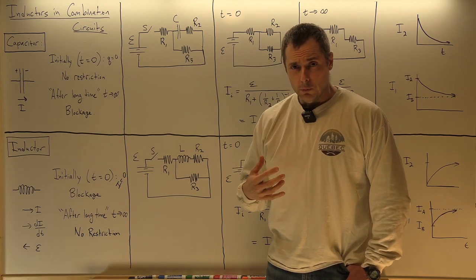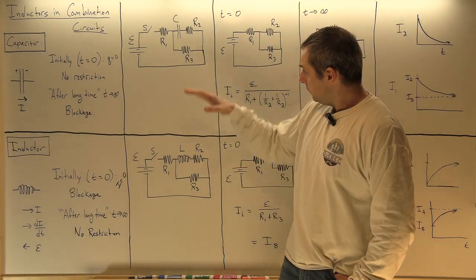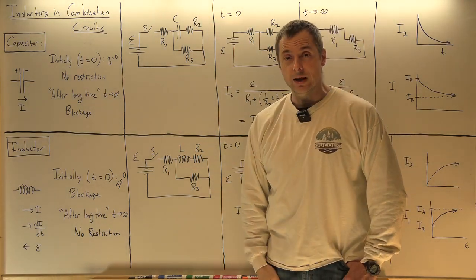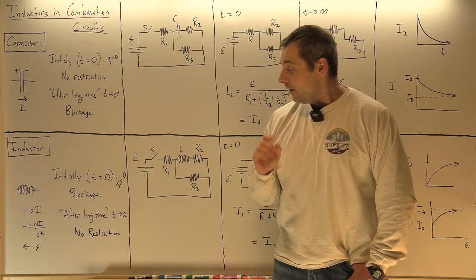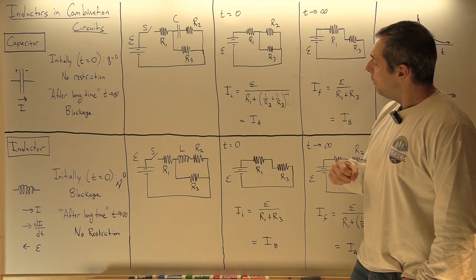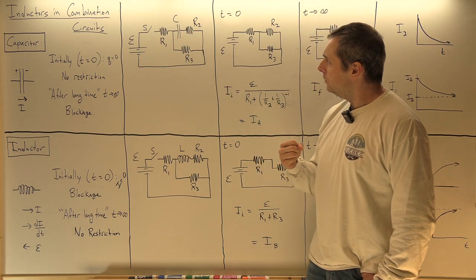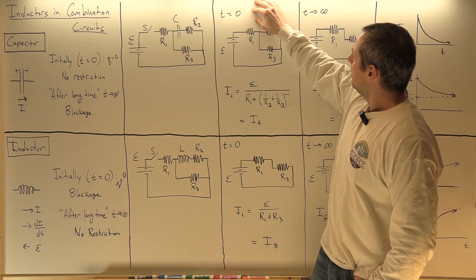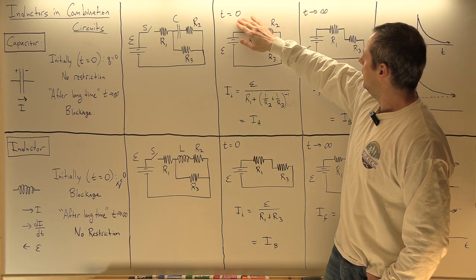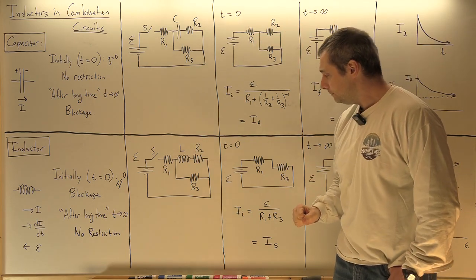So let me create a pause to allow you some time to copy these two circuits down. All right, so moving on. What we're going to now do is analyze these two circuits in the beginning and at the end. So you see t equals 0, t goes to infinity.